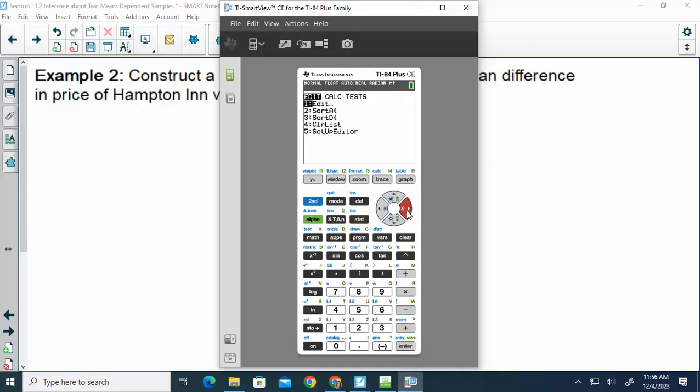So if we go stat tests, if we're talking about the mean, we know we're dealing with t's, and we want an interval. So number 8, the t interval. Okay, this is based off my data. Because we've already told it to do L3, we can use that. We are building a 90% confidence, so 0.9.